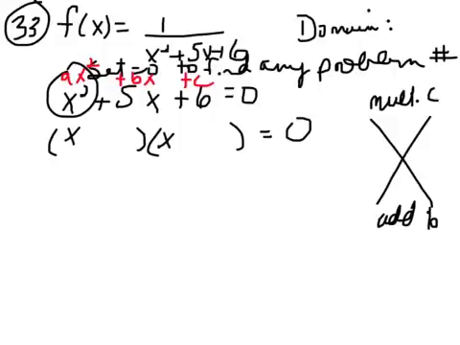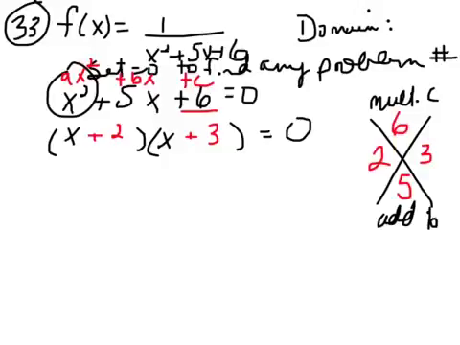Okay, so we're trying to multiply to get that 6, that's our c, and we're trying to add to get 5. Well, 2 times 3 is 6, and 2 plus 3 is 5. So those are our numbers, a positive 2 and a positive 3 that go in our factors. But now we have to remember to use the zero product property.